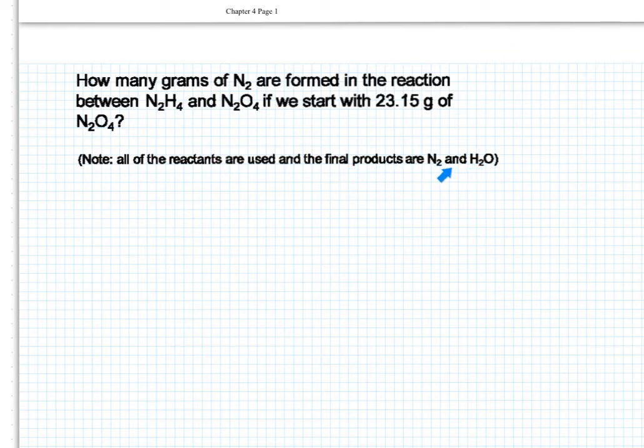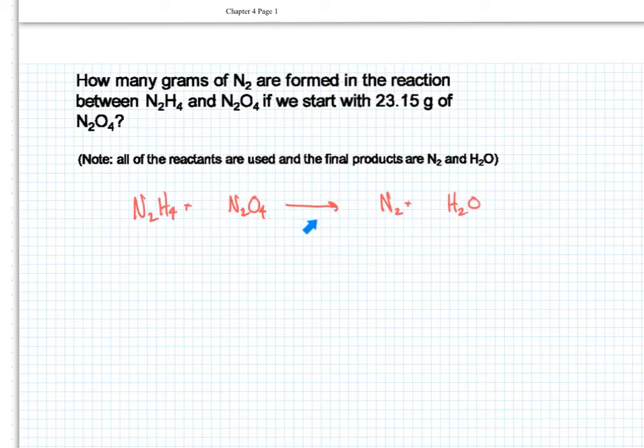Okay, so this is a reaction. We don't have the balanced equation given to us. This is not a limiting reagent problem. This one, we used all the reactants and all the final products are N2 and H2O. So let's begin with the balanced equation. If you want, this is a good time to stop the video, see if you can write the balanced equation down.